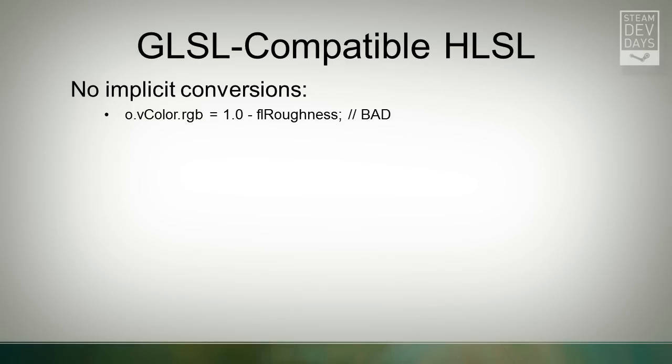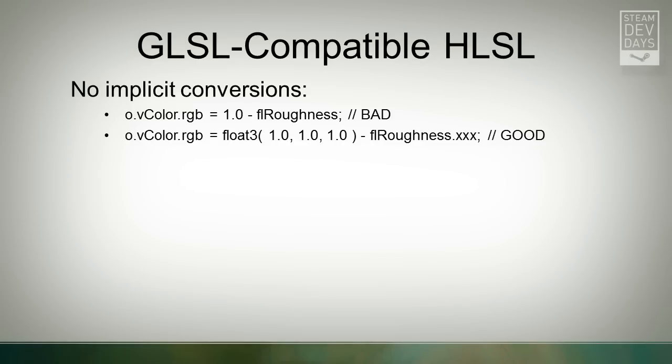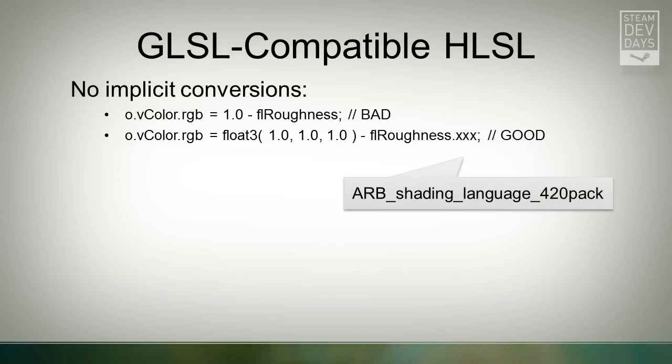HLSL also allows a lot of things that GLSL does not, and we basically came up with a coding standard to make it so that our authors who are writing shaders would write HLSL that would be compatible with GLSL. As an example, HLSL allows very loose conversions between types. Here we're implicitly converting from a float to a float3. What we would say is don't write your code like that. Write it with explicit conversion, and then it'll be compatible with both languages.